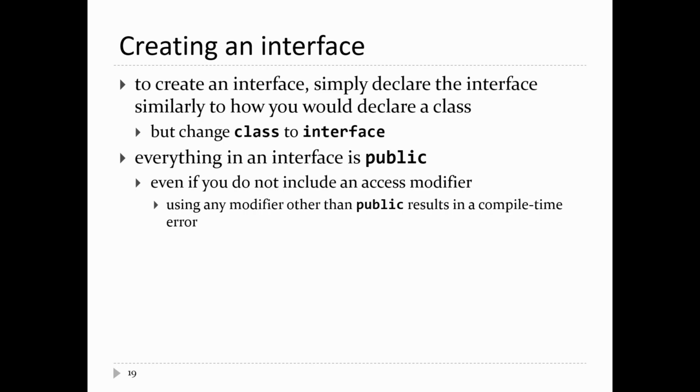Some of the things you need to know when you create an interface is that everything in the interface is public, whether you mark it public or not. If you create your interface and you don't mark everything as being public, the compiler automatically makes everything public. If you list everything as being public, that's fine. If you try to make something private or protected, the compiler will complain. It considers that to be an error.